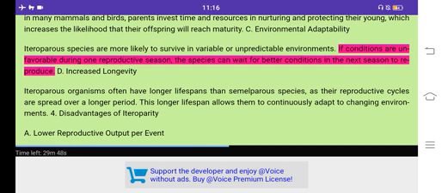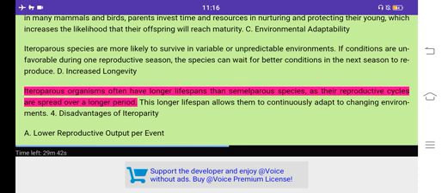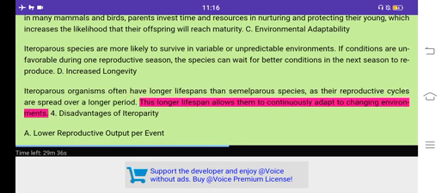If conditions are unfavorable during one reproductive season, the species can wait for better conditions in the next season to reproduce. D. Increased longevity. Iteroparous organisms often have longer lifespans than some semelparous species, as their reproductive cycles are spread over a longer period. This longer lifespan allows them to continuously adapt to changing environments.